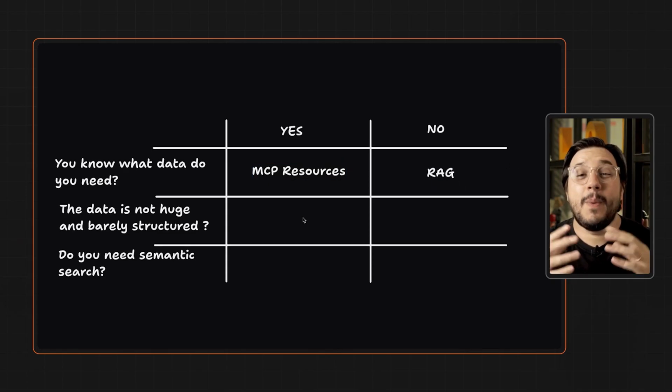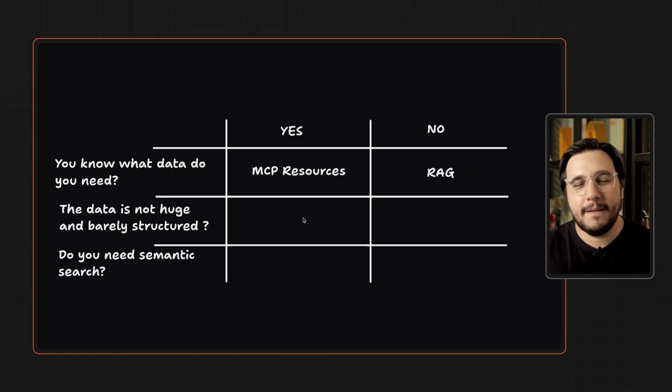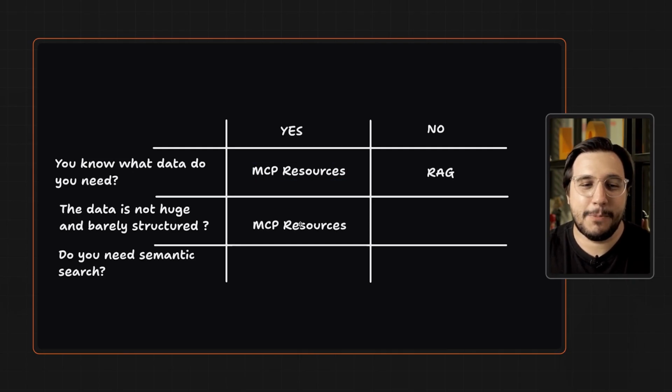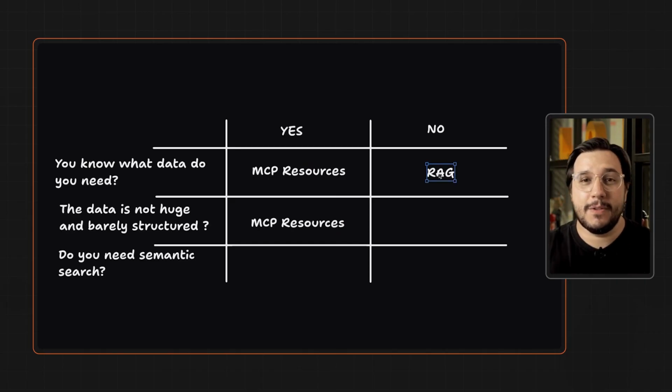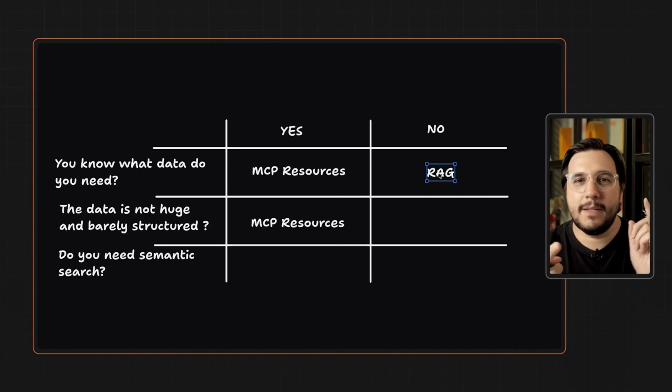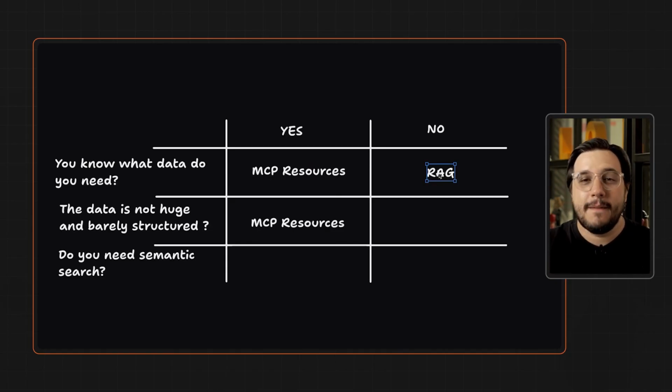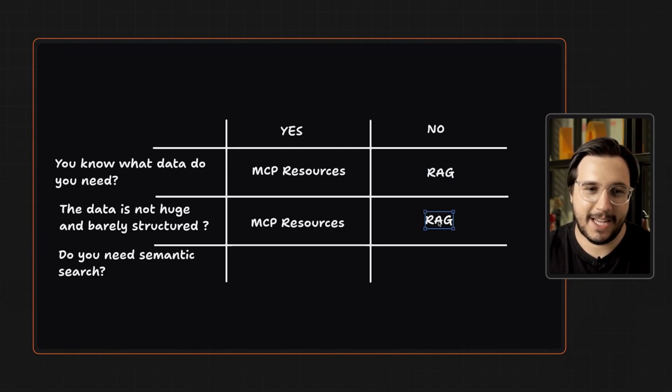Next question. What is the size of the data you want to use? Is it very large data or not that big? Is it more or less structured, like, I don't know, a JSON file, a database response, or an API response? If it's structured and small, relatively small, you'll use MCP Resources. If not, if it can be very broad, unstructured. It's like a book, documentation, a history of tickets and documents, and so on. Then you'll use RAG, okay?